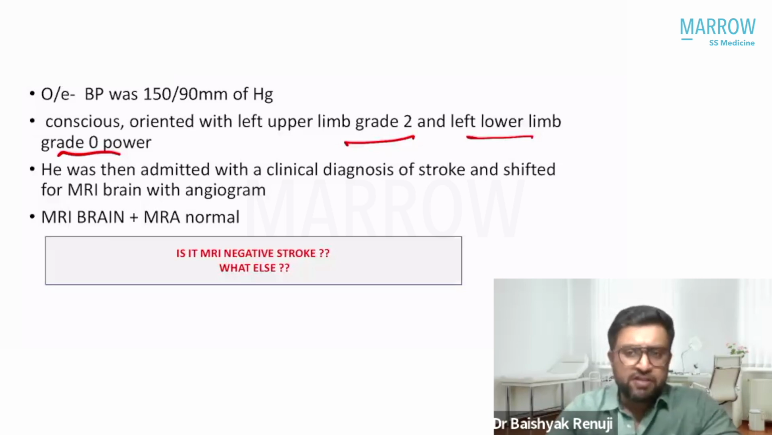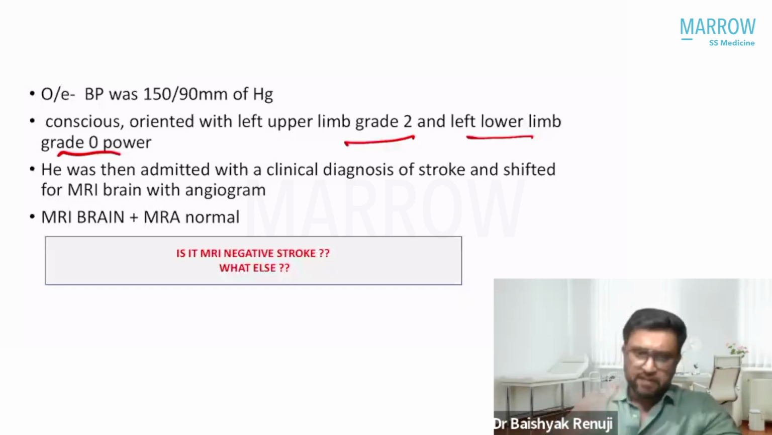That is something I have, a series of cases. I will present it one day. I have 3 or 4 cases of MRI negative, how we arrive at the diagnosis, how we picked up the diagnosis, all those things we discuss. So what else? What is the possibility?